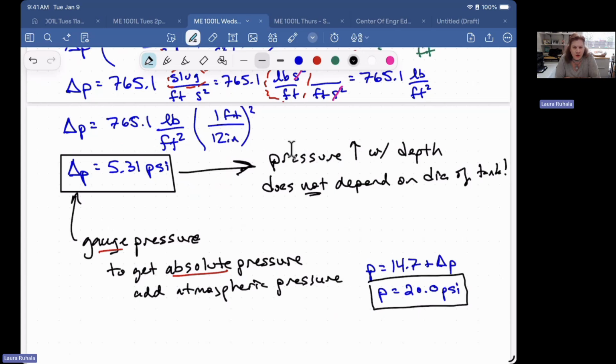When you're talking about pressure, you really do need to be clear what kind of pressure you are talking about. If anybody told you that the pressure was 5.3 PSI, you kind of know that they must be talking about a gauge pressure because that's less than atmospheric pressure. Okay. So keep that in mind.